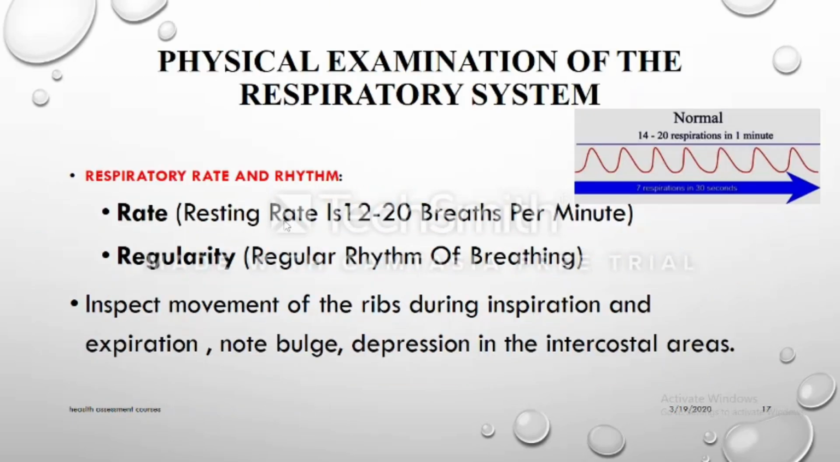As we see here from physical examination of the respiratory system, we have respiratory rate and rhythm. As we know, the normal rate of respiration at resting time is from 12 to 20 cycles per minute, and it should be a regular rhythm of breathing. And we have to inspect the movement of the ribs during inspiration and expiration, and we will note the bulging and the depression in intercostal areas.